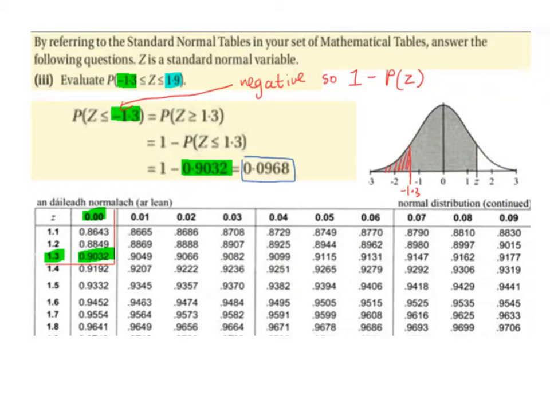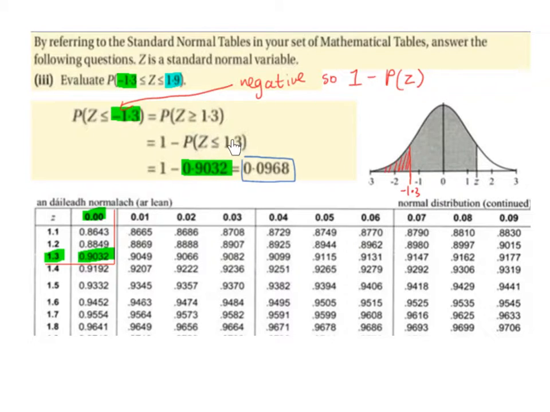Now we can't work out the probability that Z is greater or equal to 1.3 directly because we cannot go to the right on our table. We always have to be going to the left. We always have to work with less than. So what we can do instead is say 1 minus the probability that Z is less than or equal to 1.3.